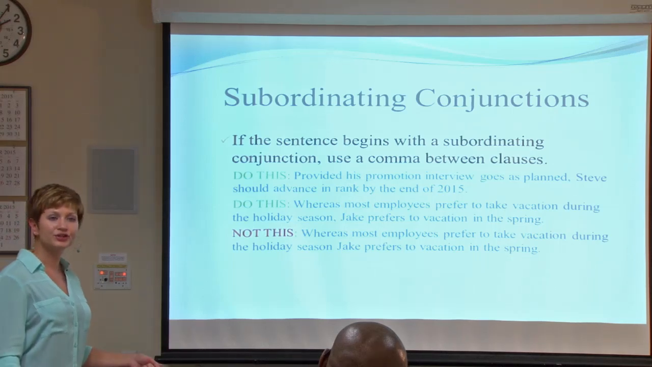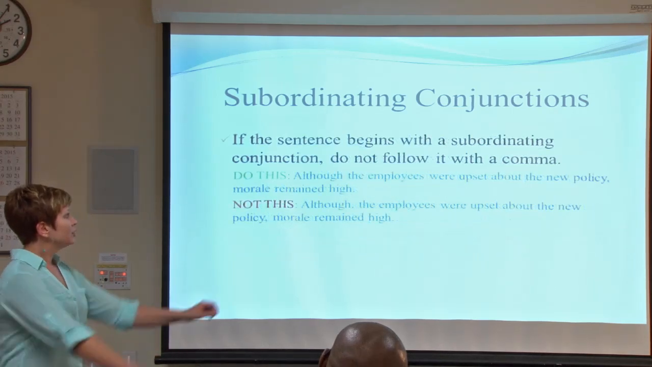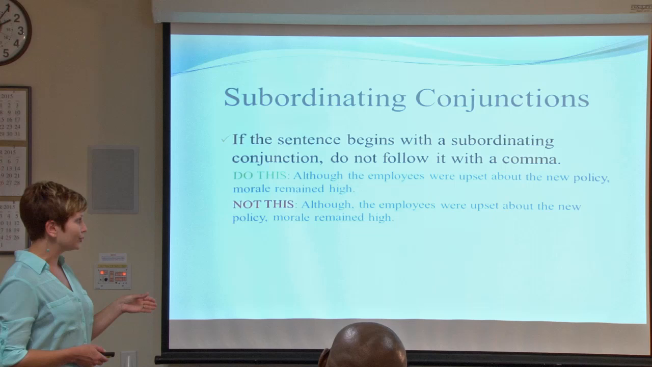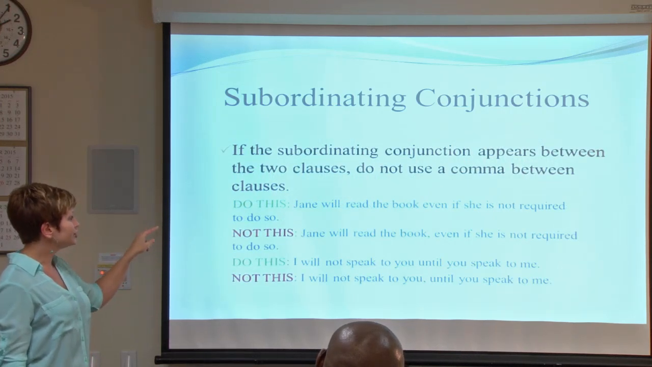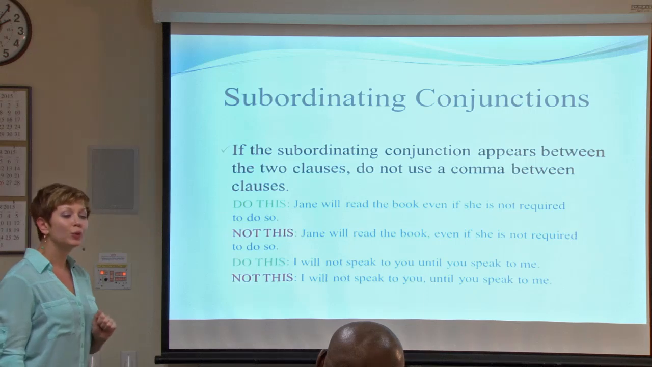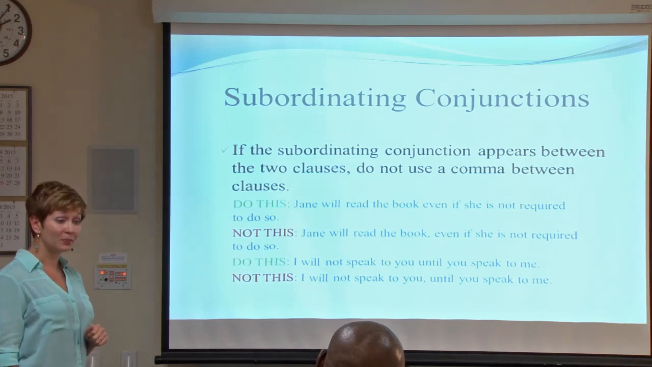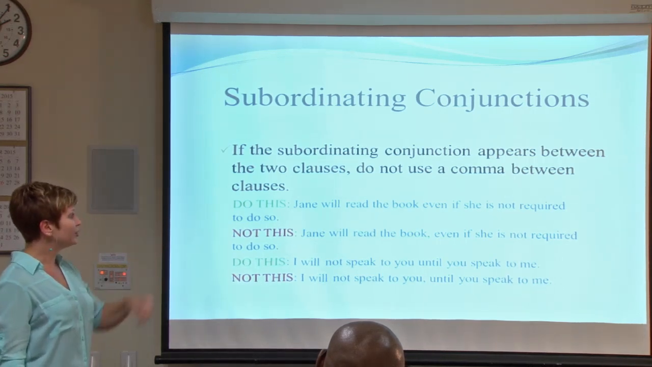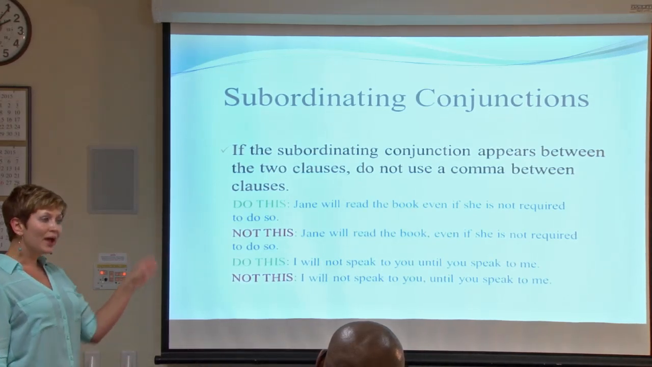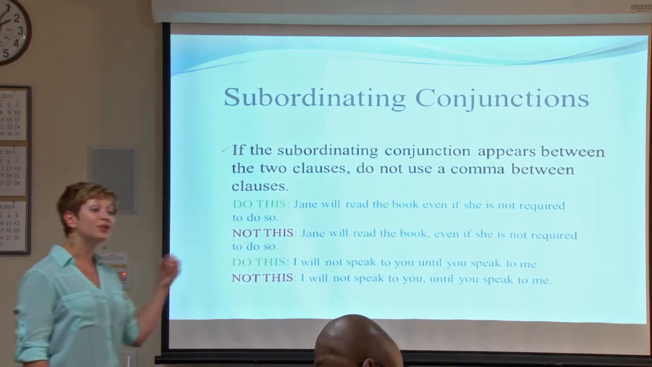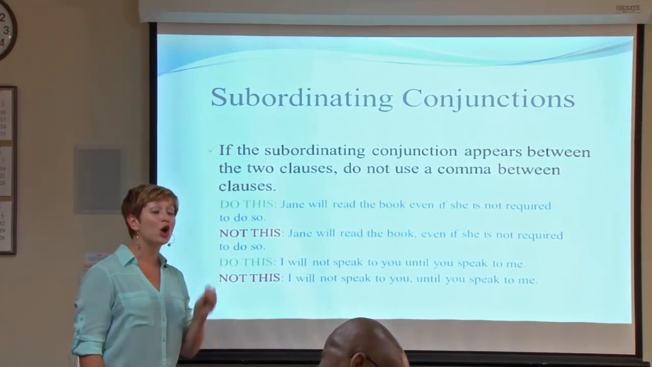It makes it really hard to follow. So the alternate is true. I'm going to go on to this one. If you are conjoining two clauses with a subordinating conjunction in the middle, so Jane will read the book even if she is not required to do so. When you have a subordinating conjunction in the middle of your sentence, it is all you need.